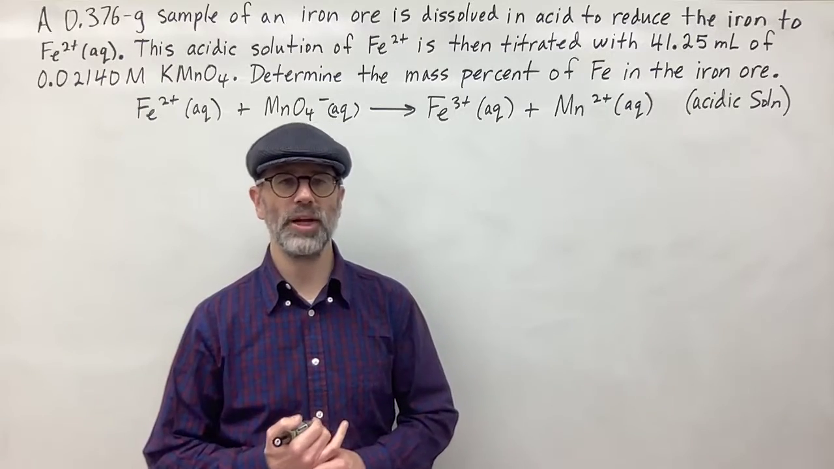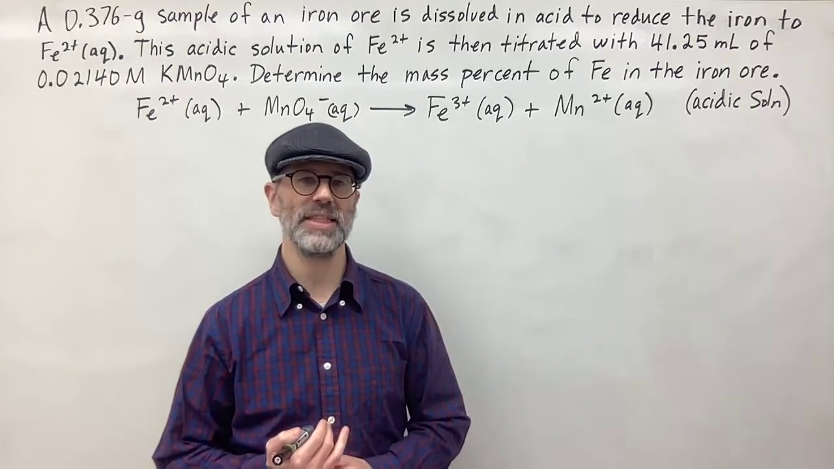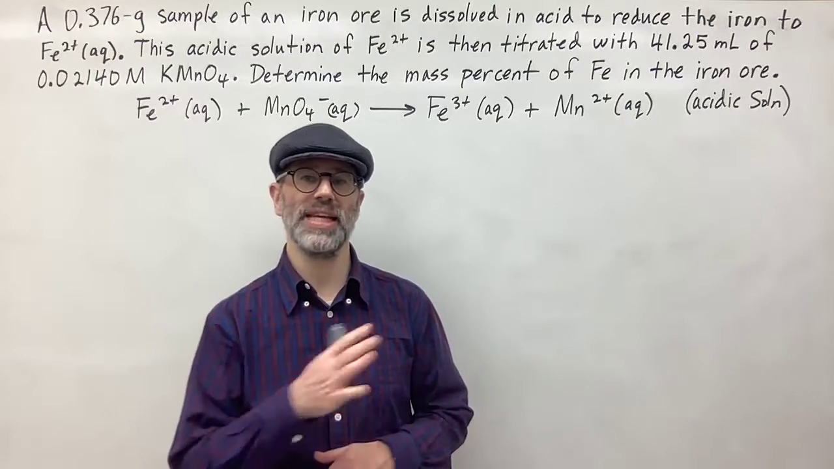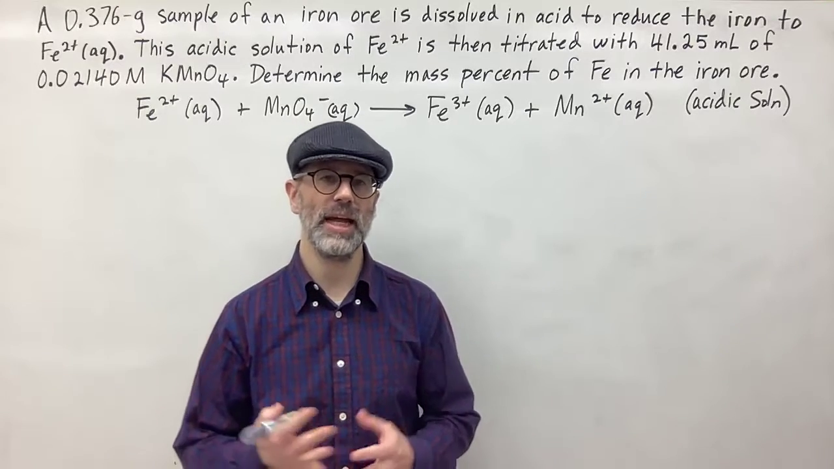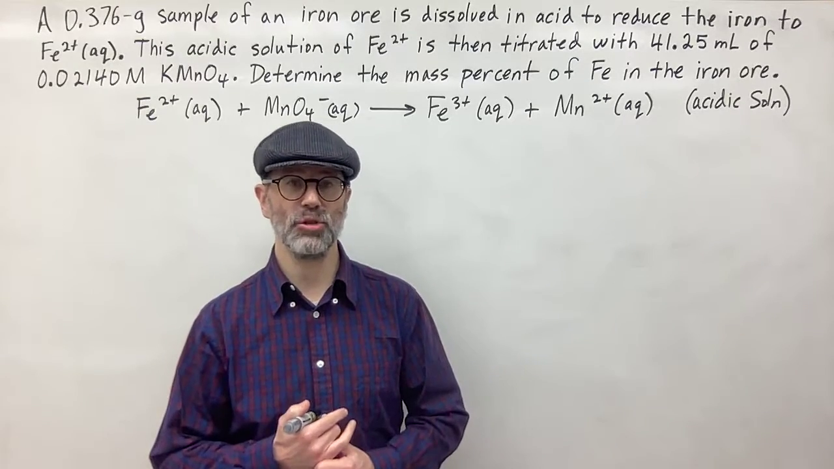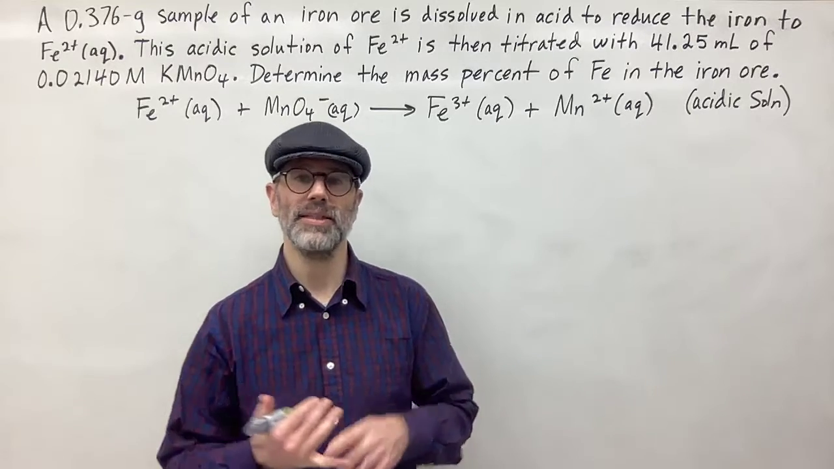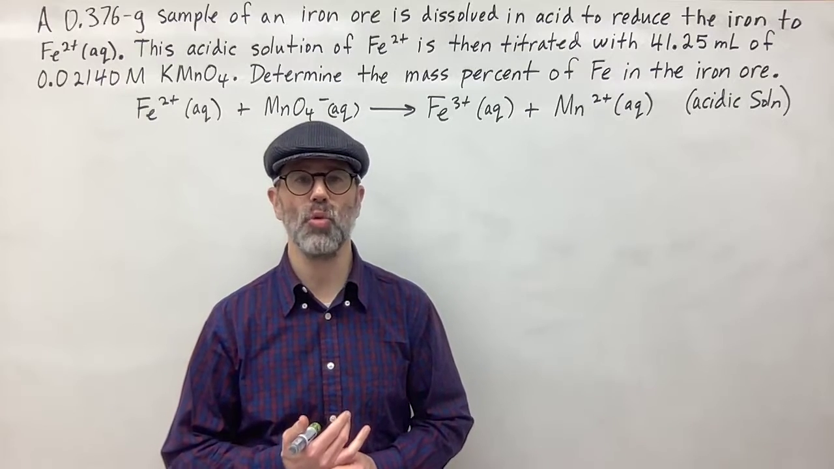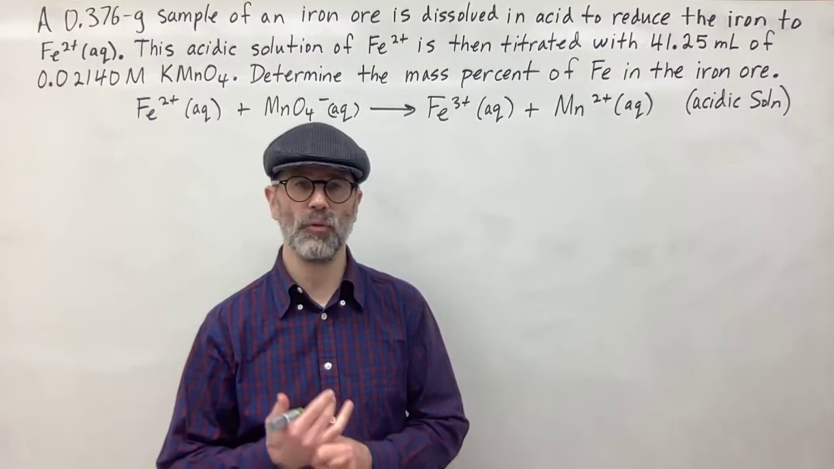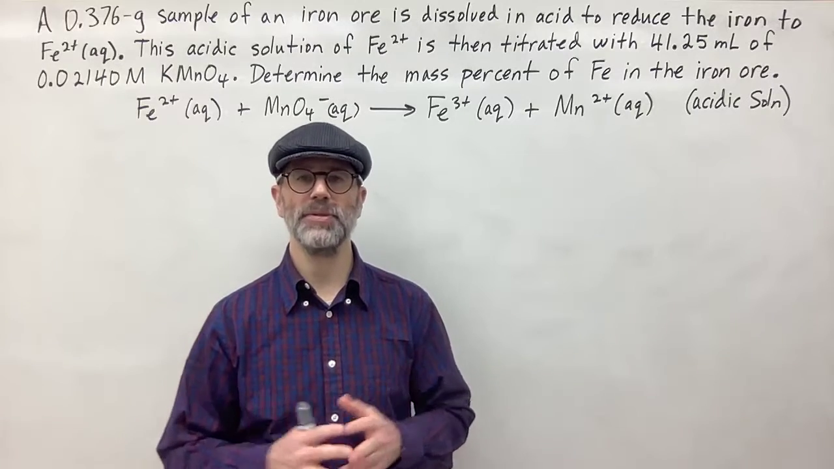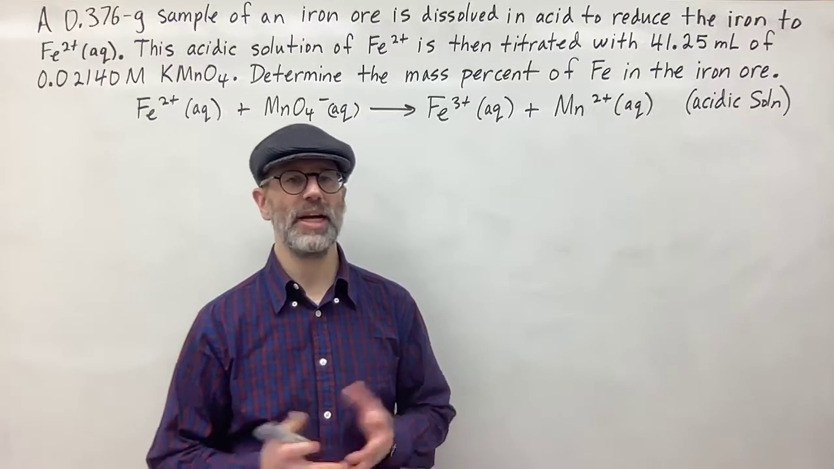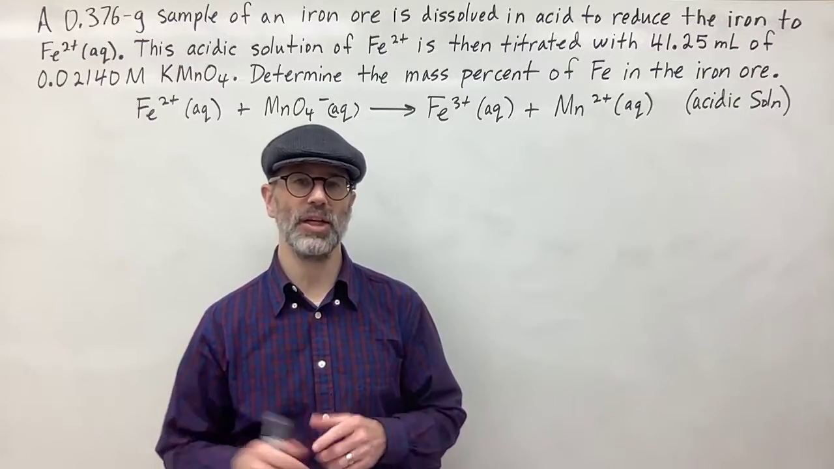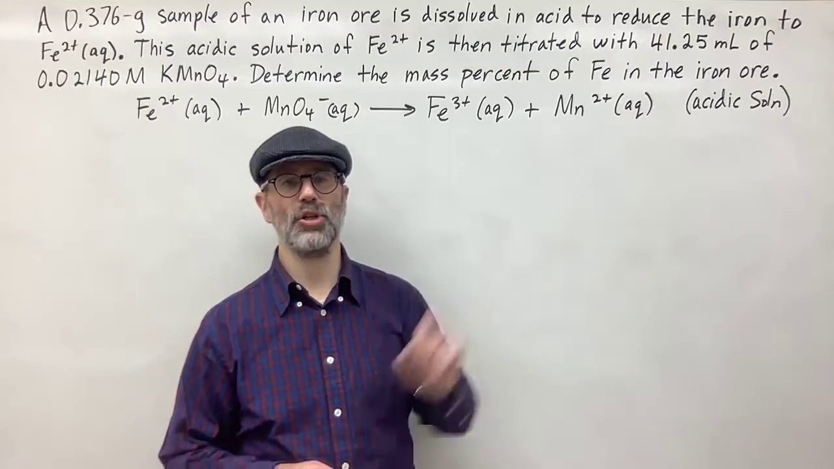So in this problem we're given a 0.376 gram sample of an iron ore, and it is dissolved in acid to reduce the iron to Fe2+ aqueous. This acidic solution of Fe2+ is then titrated with 41.25 milliliters of 0.02140 molar KMnO4 solution. Determine the mass percent of iron in the iron ore. Here they give us an unbalanced redox reaction, and they tell us it is in acidic solution.